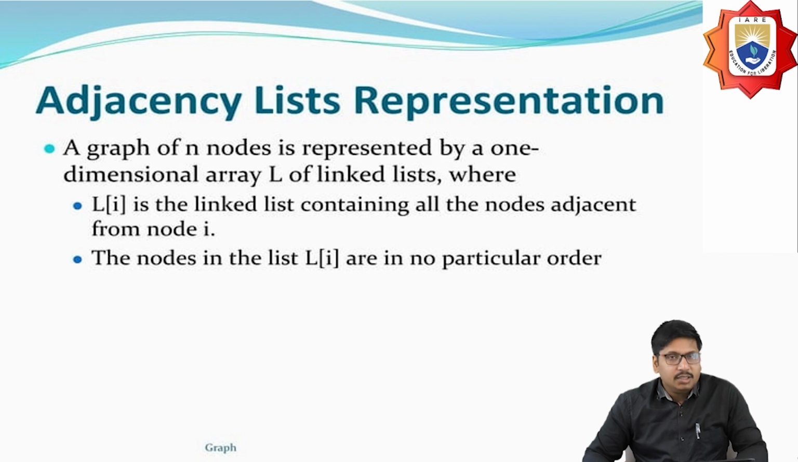And next one is the adjacency list. In this adjacency list representation, a graph of n nodes is represented by a one-dimensional array of linked lists, where L of I is the linked list containing all the nodes adjacent from node I, and the nodes in the list are in no particular order.